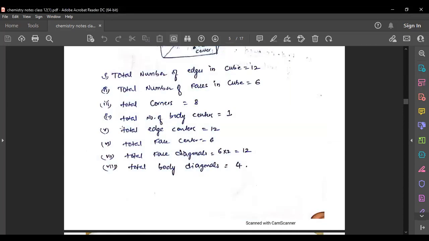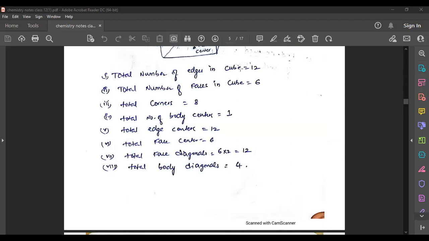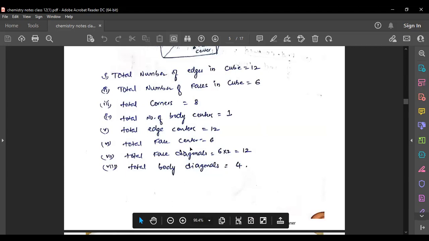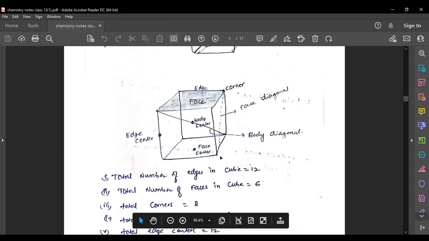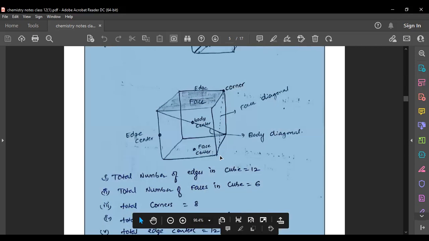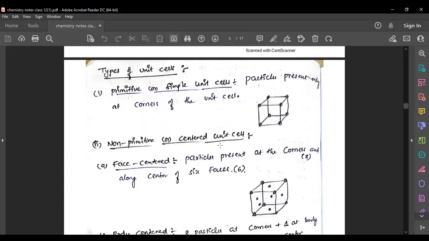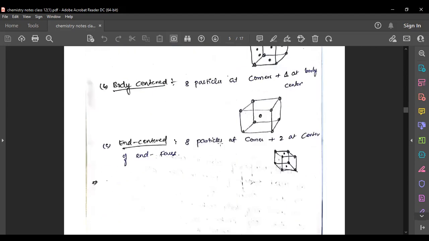The answer is 12. In total, you have 12 edges along each unit cell, and in total, you have the 12 edge centers also. The unit cells are body centered, face centered, end centered. Any doubts in this?